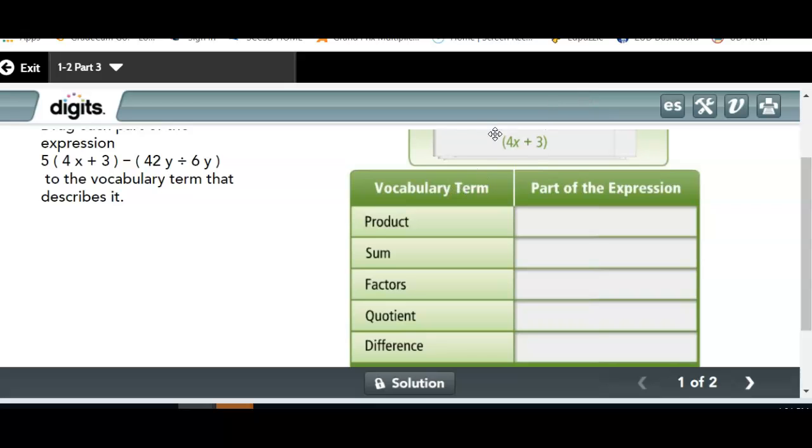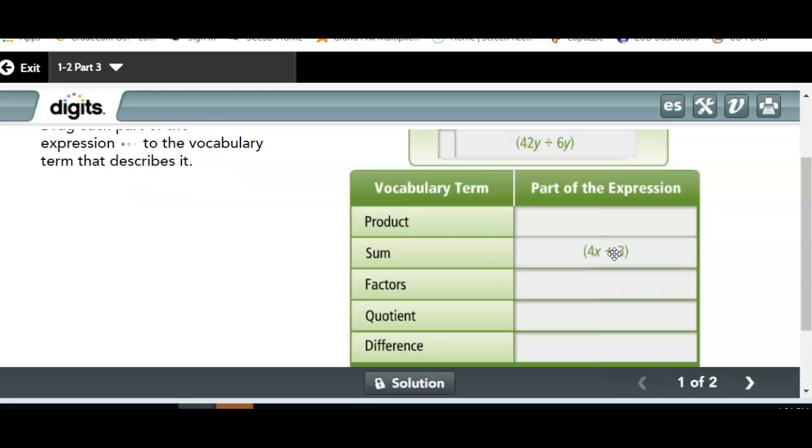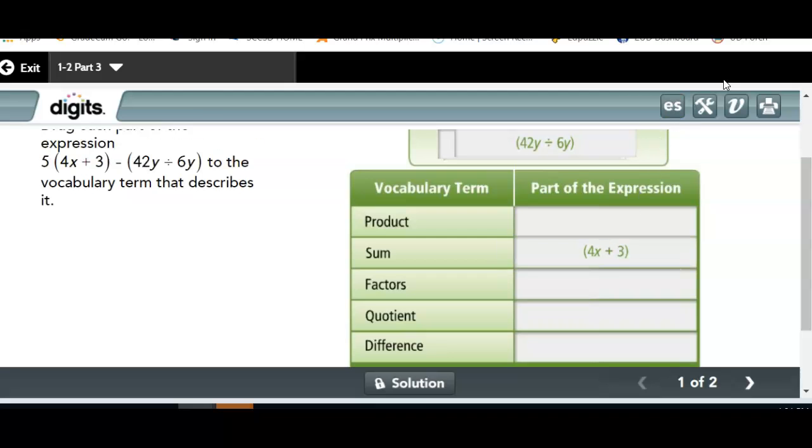Okay. If we have parentheses, 4x plus 3. What does that represent? A product, a sum, factors, quotient, or difference? What do you think, Quinn? A sum. I would agree. That is an addition problem. So it goes into the sum. We have 42y divided by 6y. Jacob. A quotient. Good. It's a division problem.